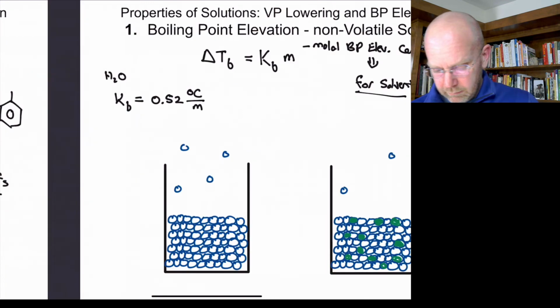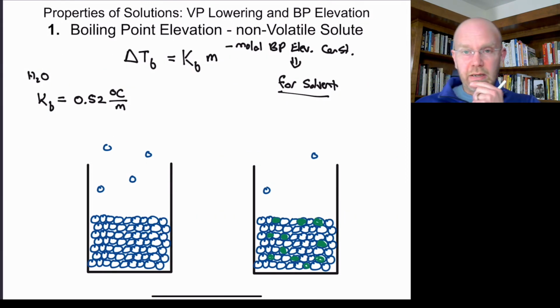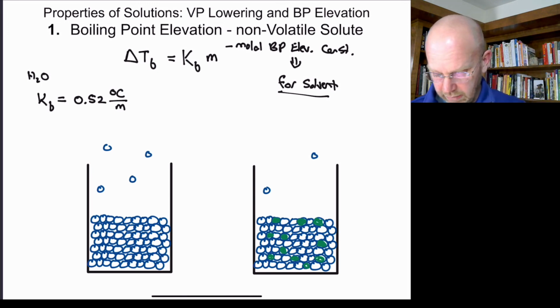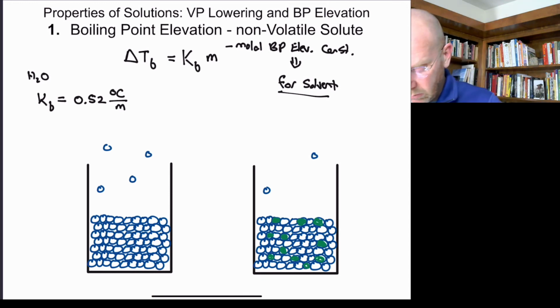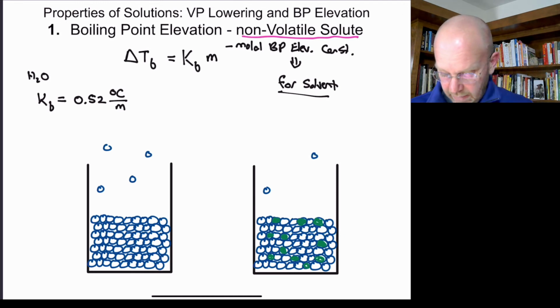All right. So boiling point elevation. This is another colligative property that's very much related to the vapor pressure one, which is why I included it in this little video. We already have a sense that the vapor pressure above a solution of a non-volatile solute is going to be lower.